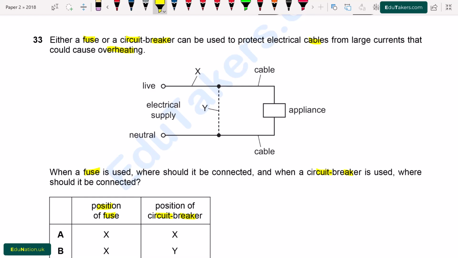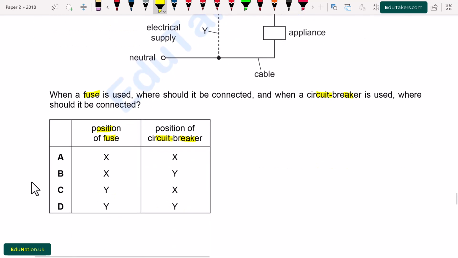It means that the fuse should be connected at X. In order to make sure of the connection breakage between the live wire and the appliance whenever a high level current reaches the fuse, which can damage the appliance. So both of these should be connected at X. Now we see the options. Option A, X and X. So this is correct. Only option A is correct.